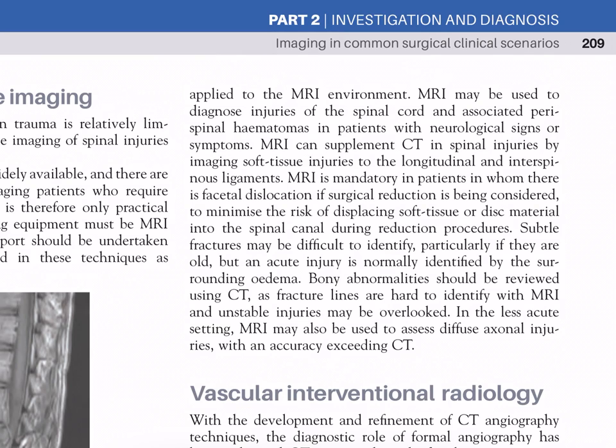Subtle fractures may be difficult to identify, particularly if they are old, but an acute injury is normally identified by the surrounding edema. Bony abnormalities should be reviewed using CT, as fracture lines are hard to identify with MRI and unstable injuries may be overlooked. In the less acute setting, MRI may also be used to assess diffuse axonal injuries with an accuracy exceeding CT.